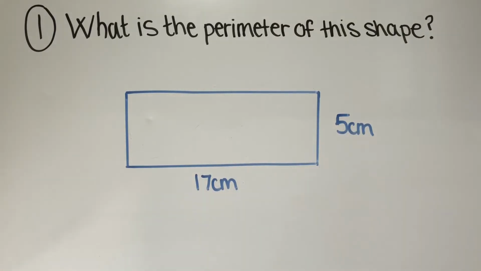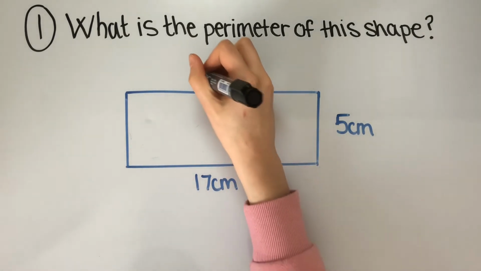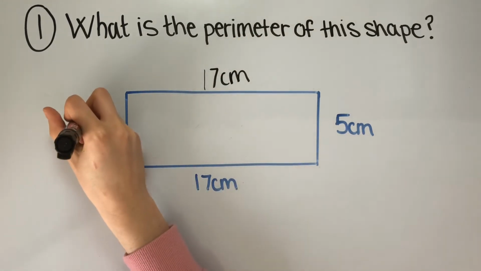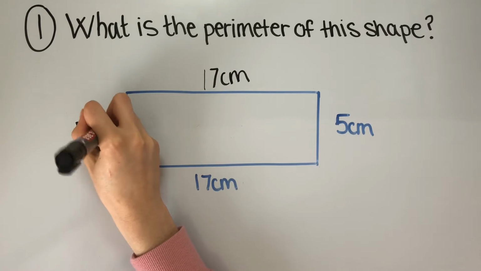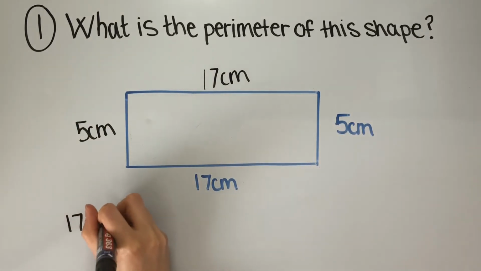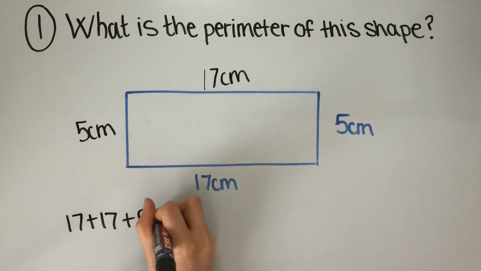Question 1. What is the perimeter of this shape? Now to work that out we need to add up all the lengths of this shape, so all the way around. This is a rectangle, so the opposite sides are equal, the same. This side is also 17 centimetres and this side is 5 centimetres. We're going to add all of it together. 17 plus 17 plus 5 plus 5.